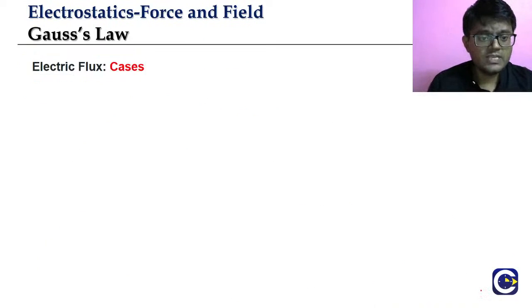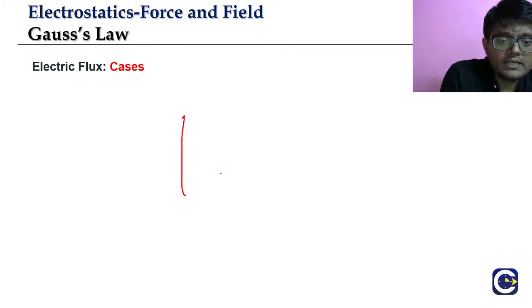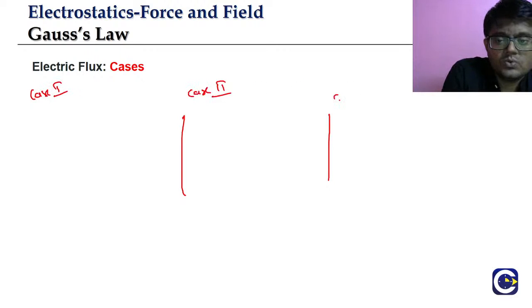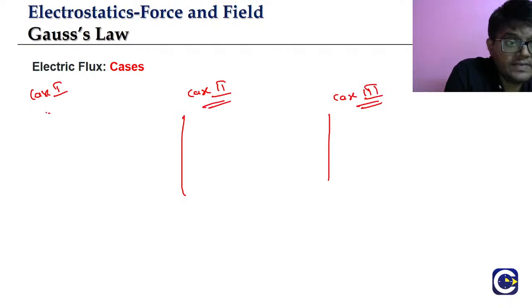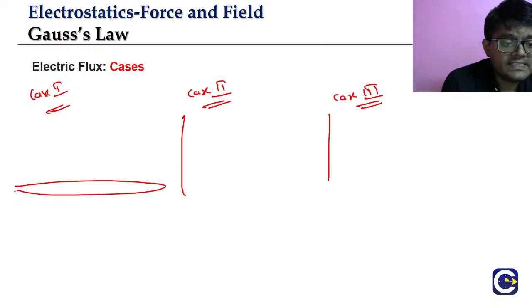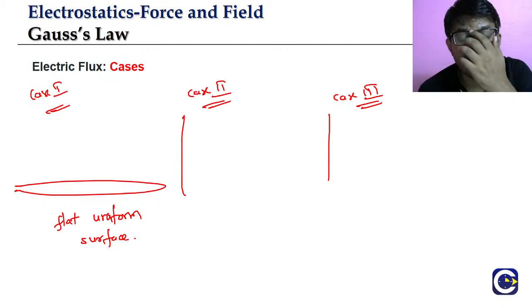Okay, so in this, when you look at the measurement of the flux, broadly we look at 3 cases. Case 1, case 2, case 3. Only a very simple thing that we'll understand. Case 1: when the surface is a flat uniform surface. The surface is a flat uniform surface.